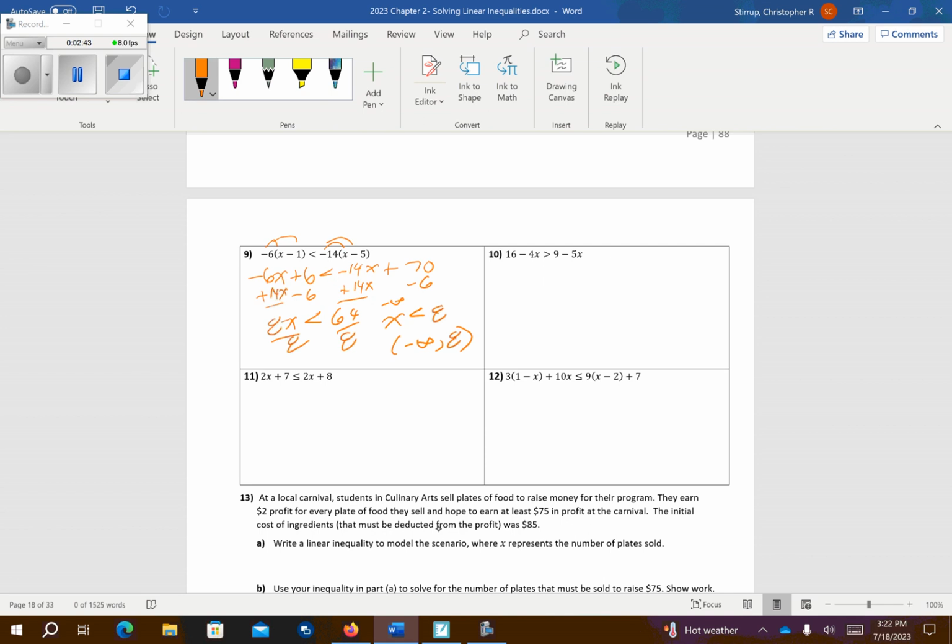Number 11, let's subtract 2x from both sides. And then we wind up getting 7 is less than or equal to 8. Well, 7 is indeed less than 8, so this is true. So this gives us infinite solutions.